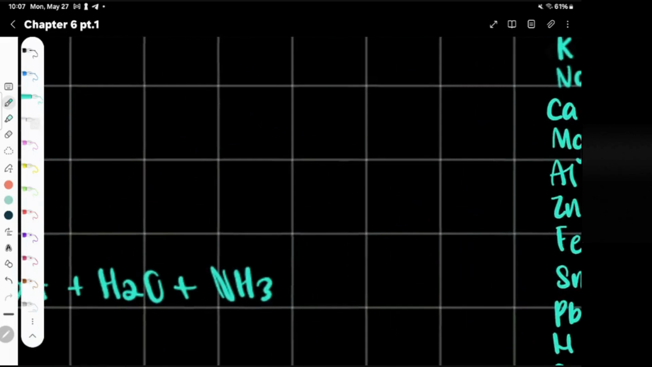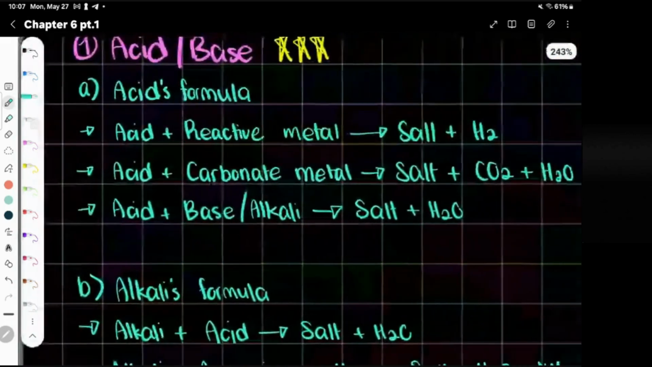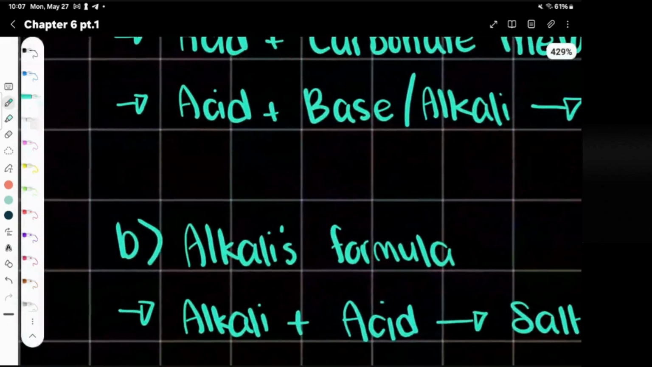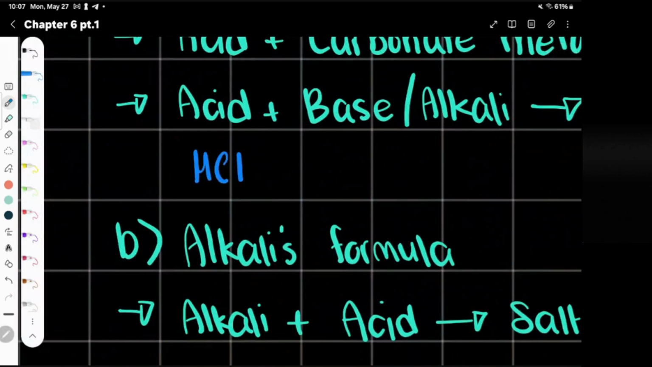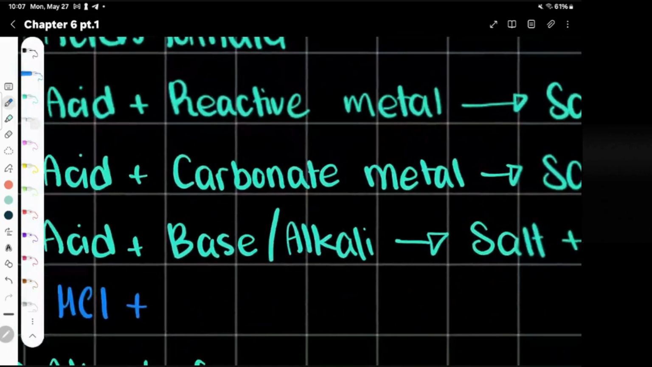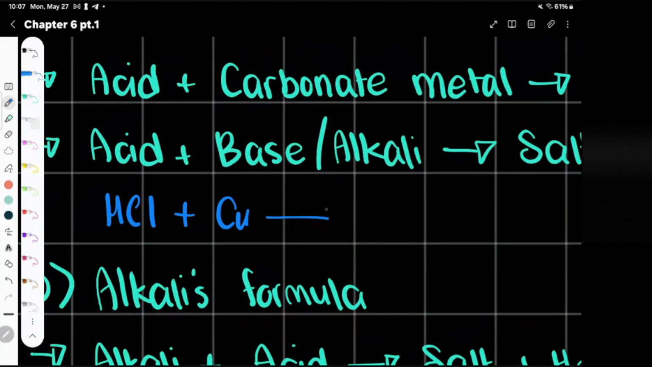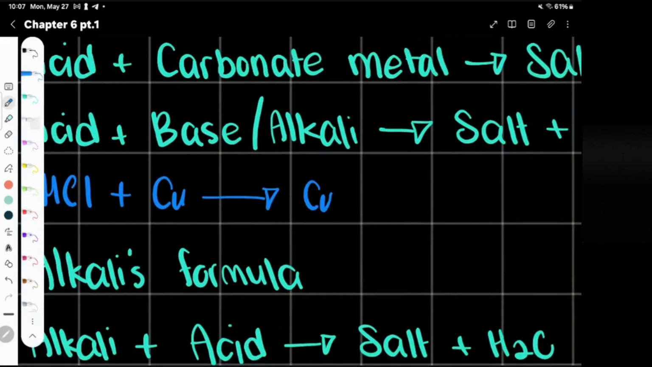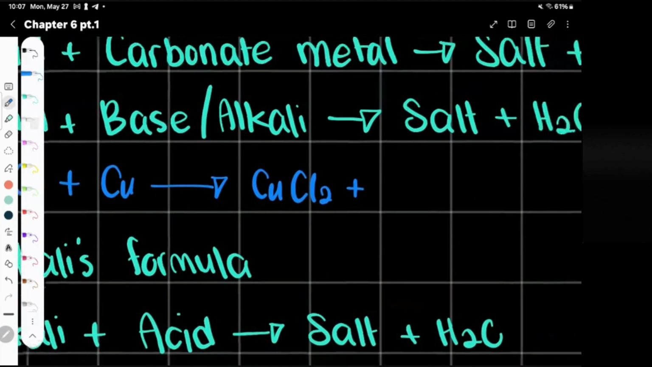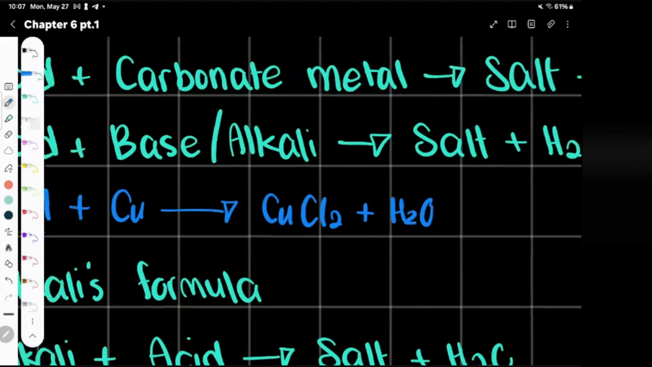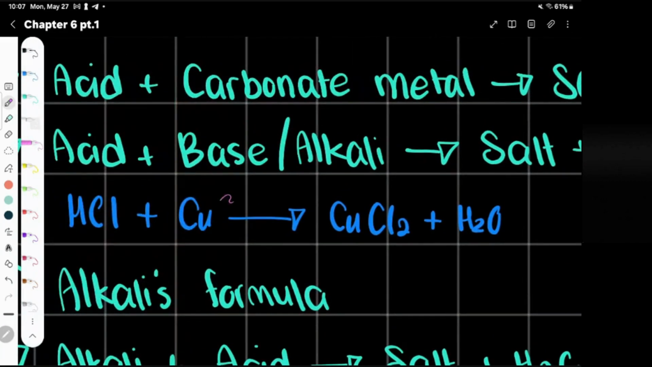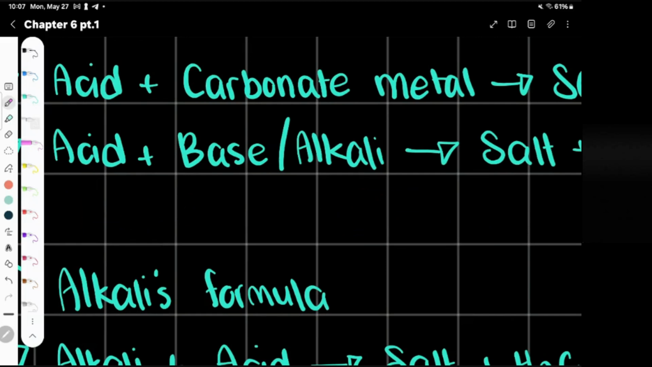So for example, if you were to see this formula, let me write the formula. If you were to see HCl plus, let's say, copper, it should produce CuCl2 and also water, right? But this is impossible. You know why? Because copper is not reactive. So the formula won't actually produce anything. So this is impossible.